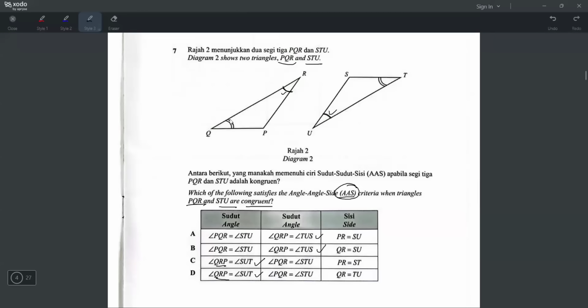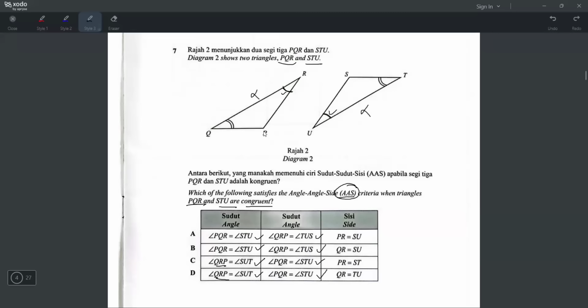Now let's tengok this other angle. This one it will be PQR and then STU. So PQR, STU, this is correct. PQR, STU, this is correct also. This one also correct, this one also correct. Oh my god. That means the only way to find out is to look at the side lah. Yeah. Alright, I told you already the side cannot be between the angle. It cannot be here and it cannot be here. Because if it's here, then it's not AAS, it's ASA already.